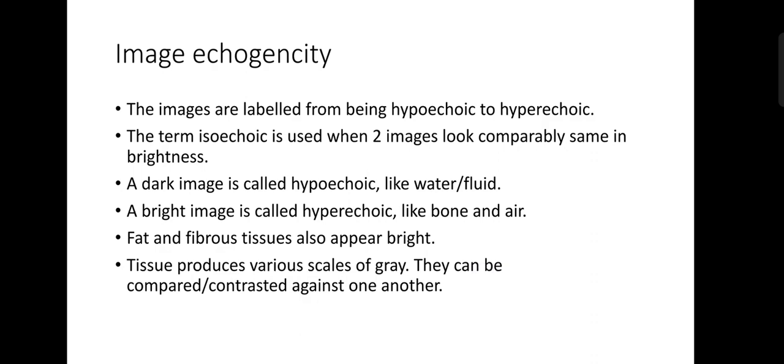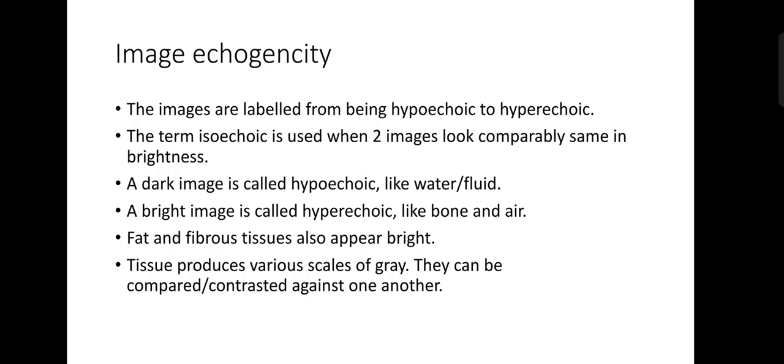The images are labeled from being hypoechoic to hyperechoic. The term isoechoic is used when two images look comparably the same in brightness. A dark image is called hypoechoic, like water and fluid, both appear dark. A bright image is called hyperechoic, like bone, and air is bright because it scatters all the ultrasound beams.